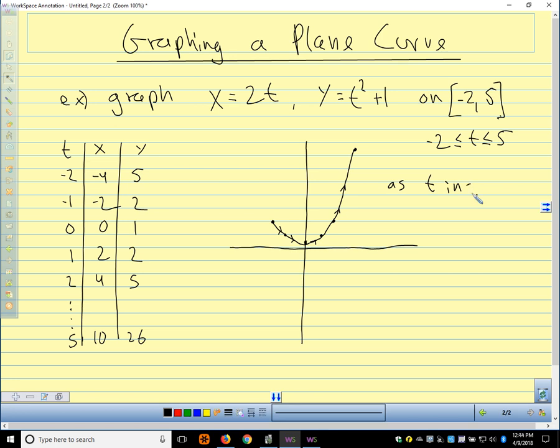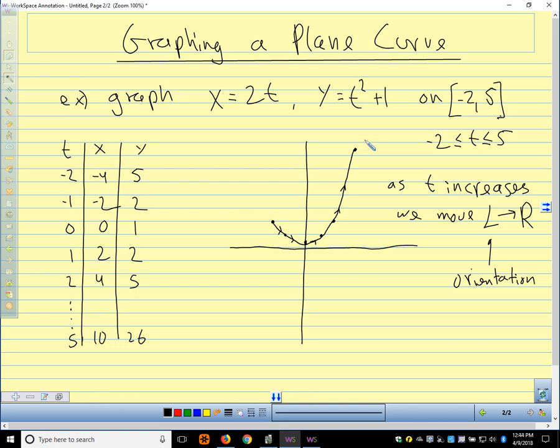We call that the orientation of the curve. Left to right. This is what we call the orientation. So we could say left to right, or we can draw the little arrows. And that's one interesting thing about parametric equations, is that sometimes the orientation is the opposite direction.